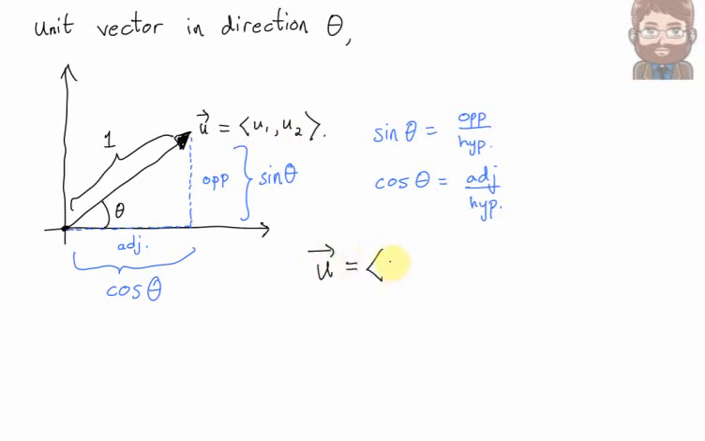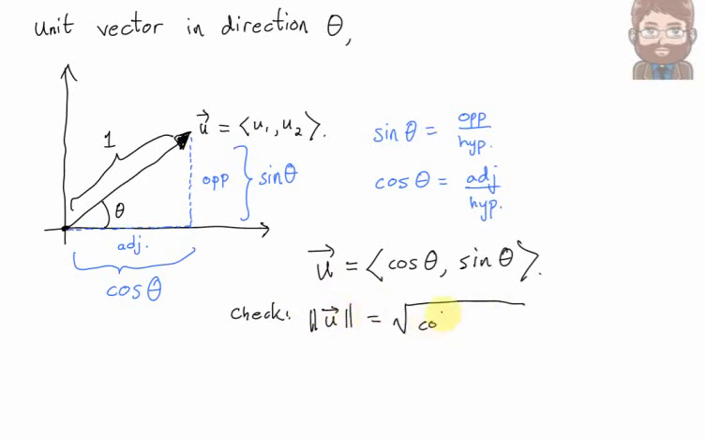So the unit vector, in order to go 1 unit in this direction, I need to go over by cosine theta and up by sine theta. Now to check that this is in fact a unit vector, I need to calculate its length. So length is the square root of the sum of the squares of the components, the square root of cosine squared plus sine squared, which is the square root of 1, which is 1.